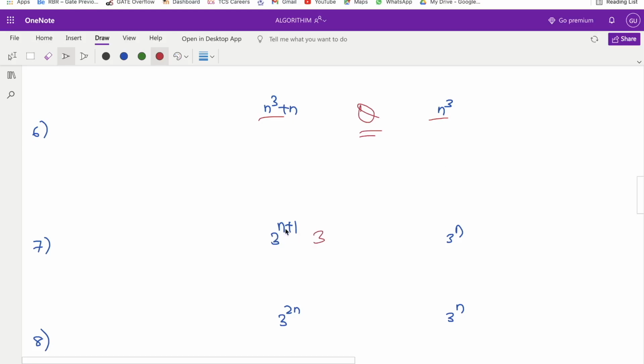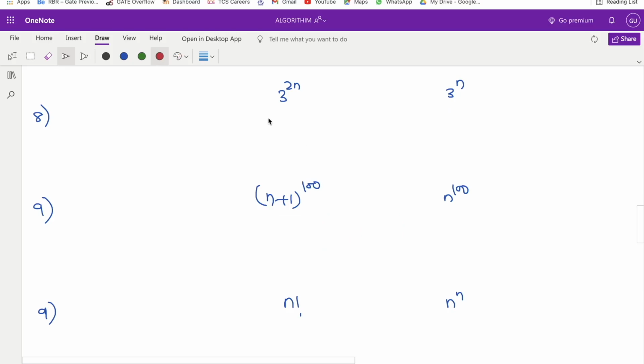See here, 3 power n plus 1. You can use the properties: 3 power n into 3 power 1. I can write it so. 3 is the constant term we are multiplying, but 3 power n is the significant term here and 3 power n is also the significant term here. Both are equal asymptotically. Here also I can use theta. Look at this. This is 3 power 2n and this is 3 power n. Simply we can see that 3 power 2n will vary more than 3 power n. This value will be greater than 3 power n.